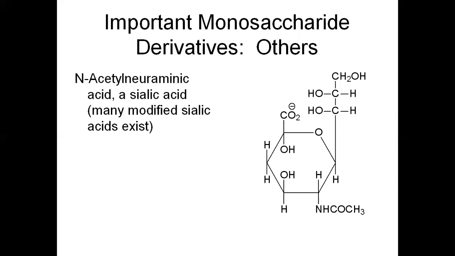There are other more complicated sugars which you should not need to commit to memory. In this particular case, I have N-acetylneuraminic acid, which is one of a family of sugars referred to as a sialic acid.